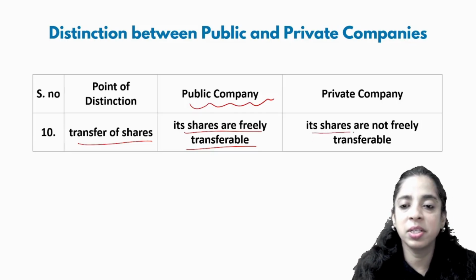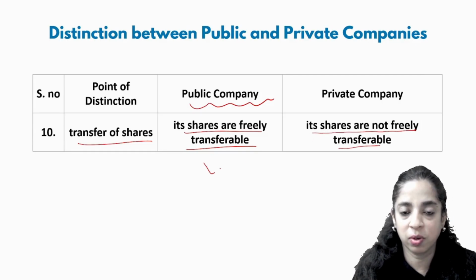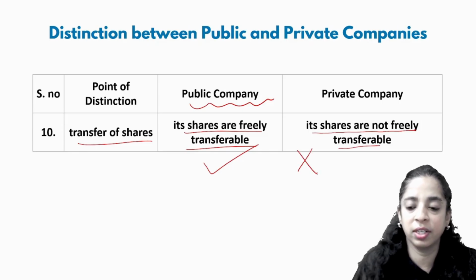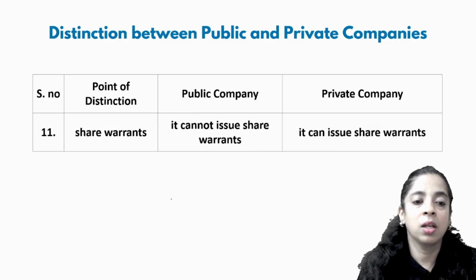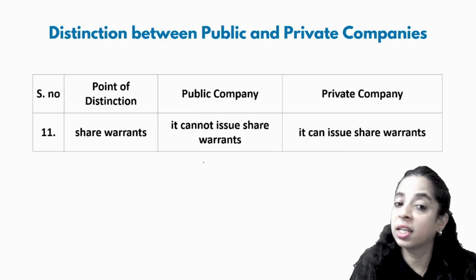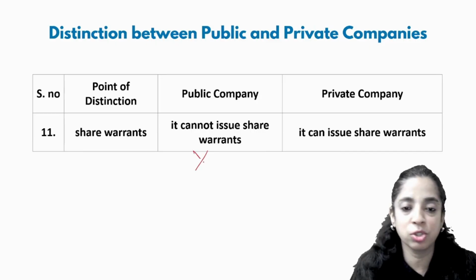Whereas in private companies, its shares are not freely transferable. So freely transferable, not freely transferable. Now share warrants. A public company cannot issue share warrants, whereas a private company can issue share warrants.